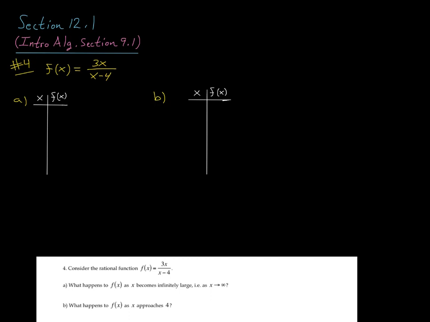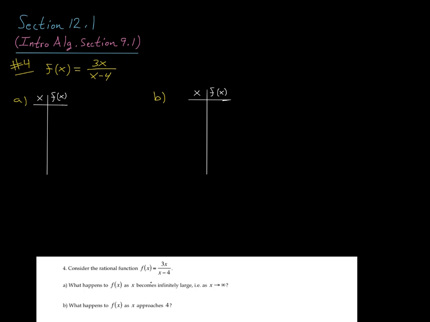All right, here in this last video in section 12.1, we're going to look at question number 4 in the worksheet. This says to consider the rational function f of x is equal to 3x divided by x minus 4. Part A is asking what happens to f of x as x becomes infinitely large, i.e. as we let x approach infinity.